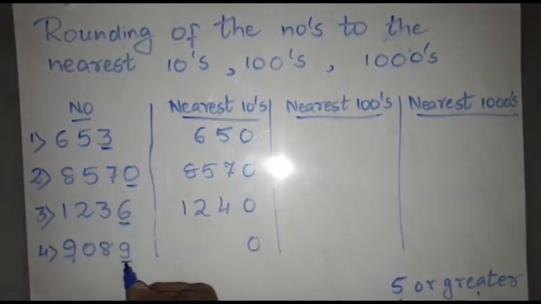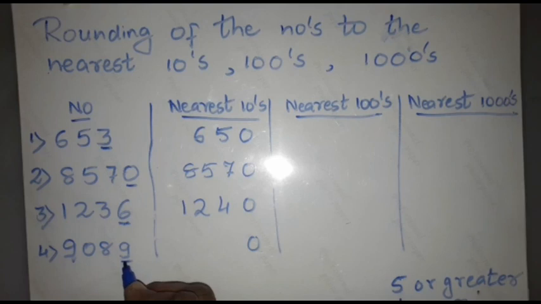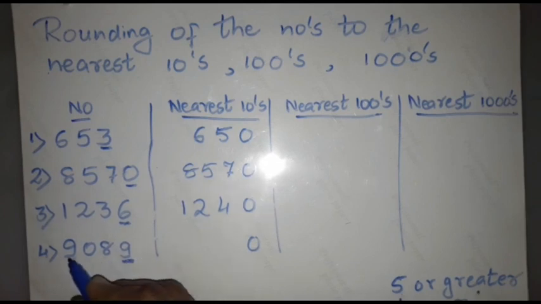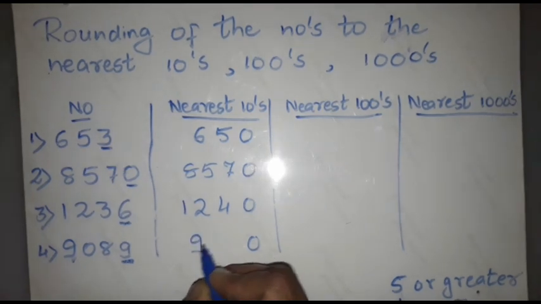Let us see the second example. That is, underlined digit is 9. The condition is satisfied because 9 is greater than 5. So here prior to that it's 908. So we need to add 1 to the previous number. So 908 plus 1, that is 909.